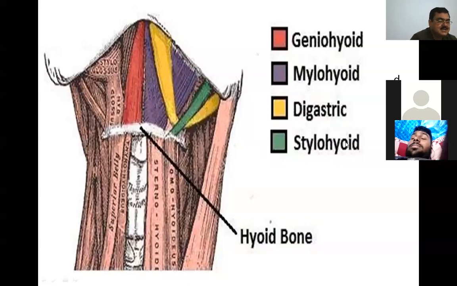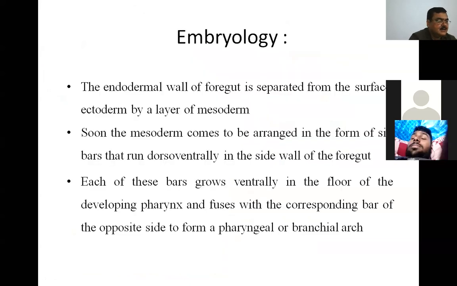And another muscle is stylohyoid. This is shown in green color. This is stylohyoid. It arises from the posterior aspect of the styloid process, and is inserted on the hyoid bone. So these are four muscles. These are the suprahyoid muscles. So we will discuss in detail.